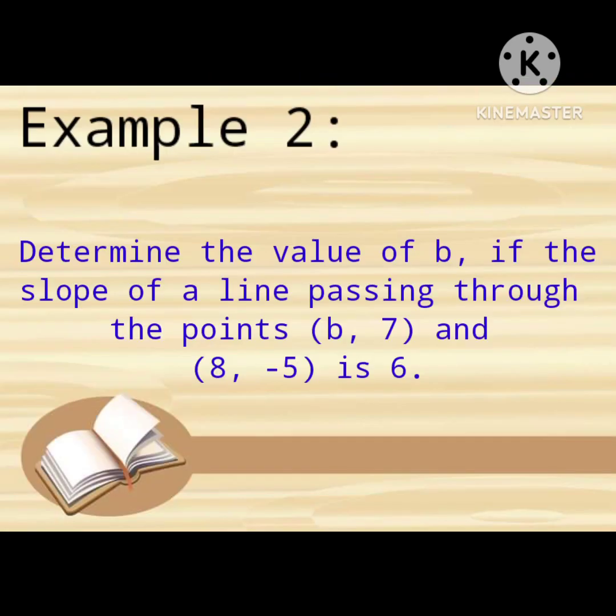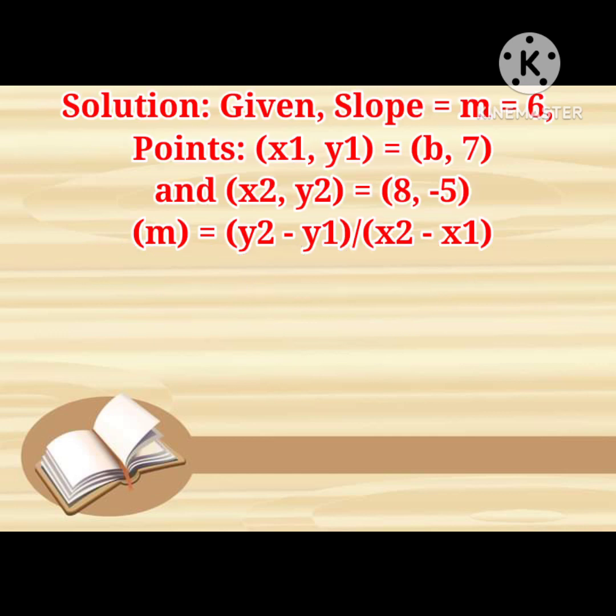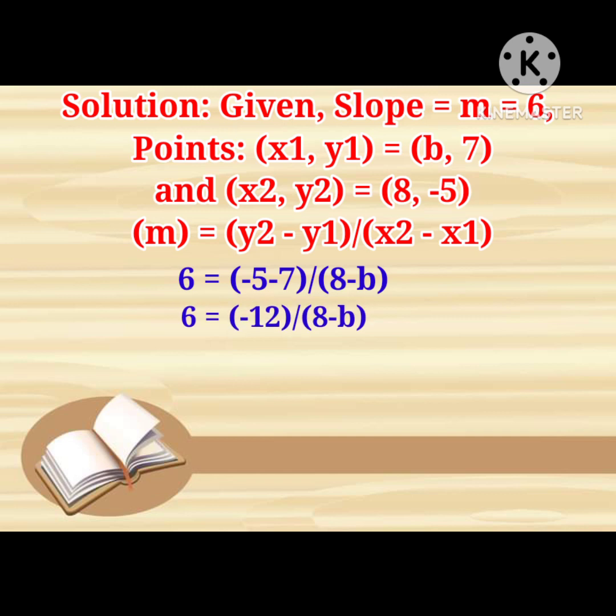So next is example number 2. Determine the value of b if the slope of the line passing through the points (b, 7) and (8, negative 5) is 6. So let's start. Slope m is given as 6 and we have 2 points, (b, 7) and (8, negative 5). Using the formula for slope, m equals y sub 2 minus y sub 1 all over x sub 2 minus x sub 1. Substituting the values, we have 6 equals negative 5 minus 7 all over 8 minus b. Simplifying, 6 equals negative 12 all over 8 minus b.